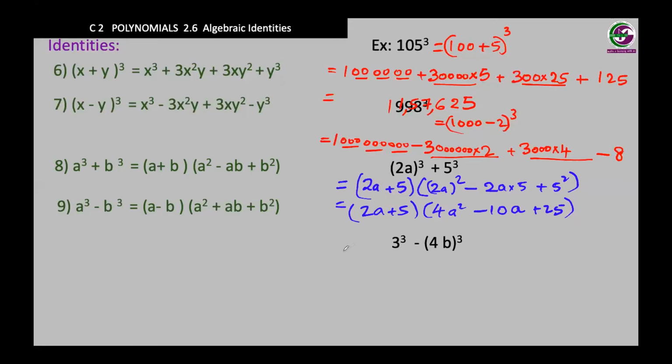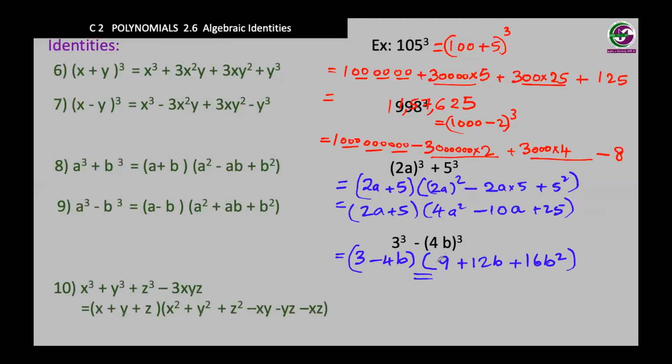3 cube minus 4b power 3. So we rewrite first term minus the second term in the first bracket, square of the first term, 9, plus, remember all of it is plus, first multiply second, 3 times 4 is 12b, plus square of the second term is 16b power 2. And that's your answer.